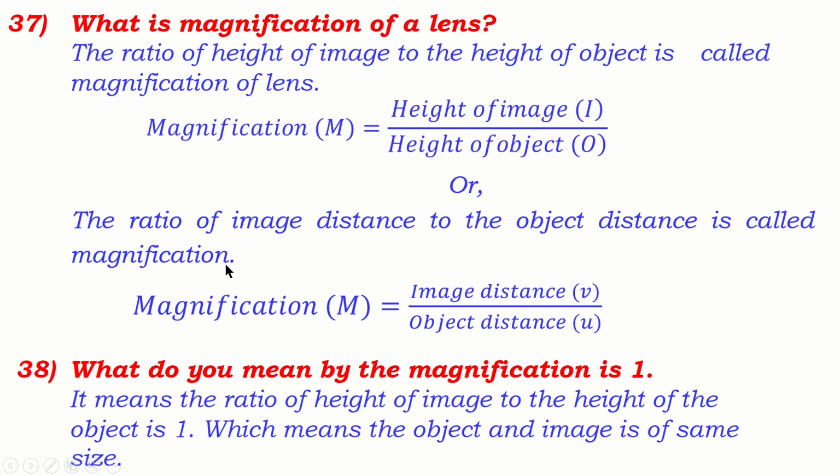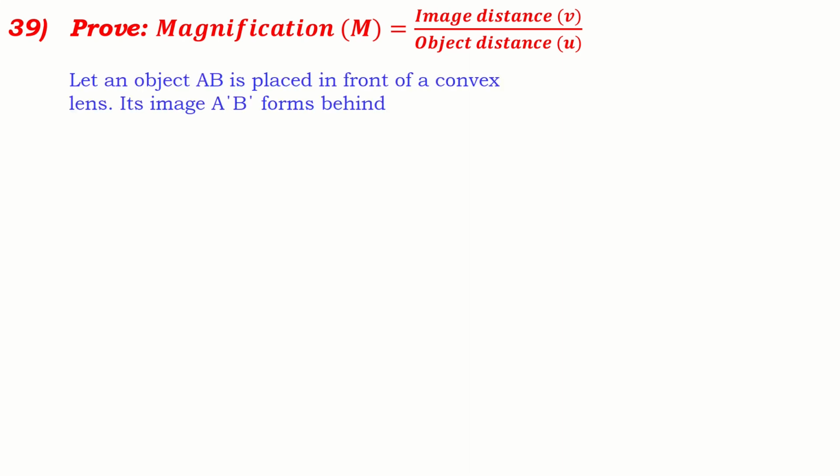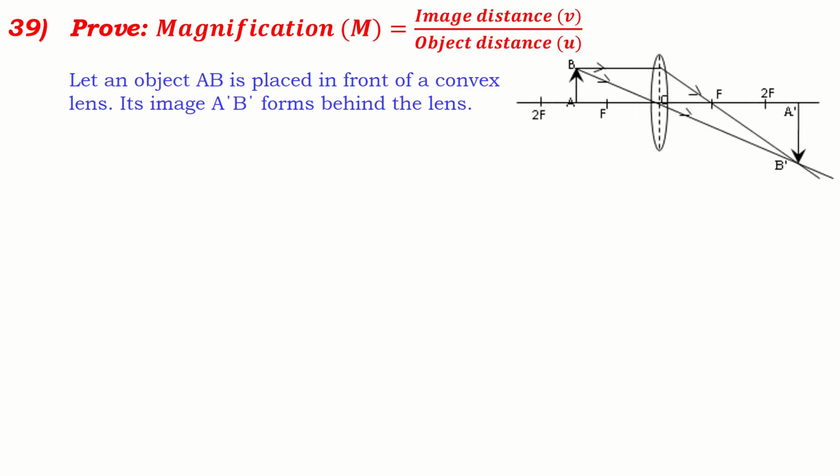But why is it written that it is the ratio of image distance to the object distance? Why is this second definition taken? It can be answered this way. Prove magnification m equal to image distance upon object distance. How can we prove? Let an object AB be placed in front of a convex lens. Its image A'B' forms behind the lens. We have done this many times. We can consider like this: an object AB is placed in front of the lens and its image is formed behind the lens.